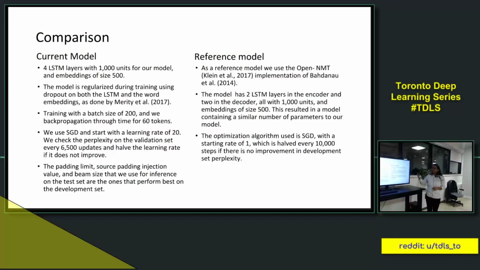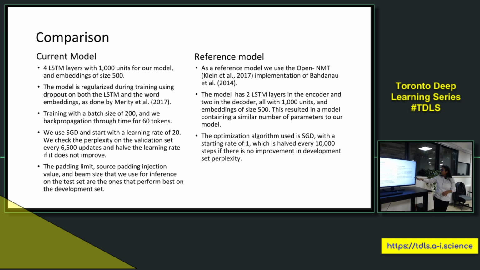Yeah. So there's a comparison between what specifications were used for the reference model, the attention one, and the current model that they used with the eager architecture. They had 4 LSTM layers in the current model with embedding size 500. They used regularization, and the batch size for training is 200. They used stochastic gradient descent with a learning rate of 20, and they checked the validation set after 6,500 steps, whereas here they are checking after 10,000 steps. So there have been different approaches in both models, and still they have been able to get good results out of this.